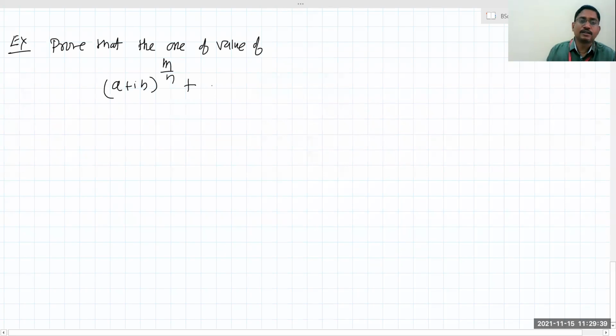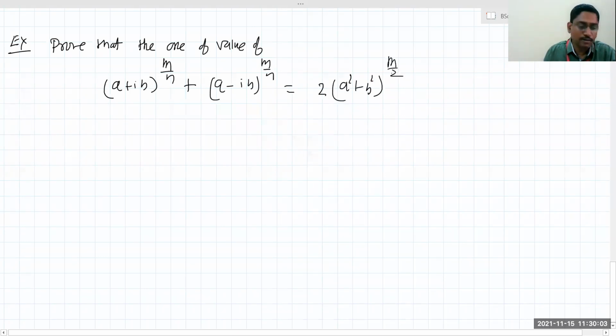Whenever a fractional power is there, the total number of values is whatever the denominator number is, and its conjugate a minus ib raised to m upon n. So one of the values is equal to this. I'm writing it equal to a square plus b square raised to m upon 2n into cos of m upon n tan inverse b upon a.